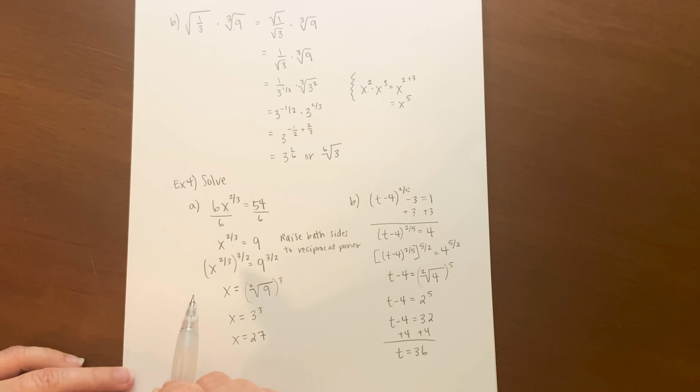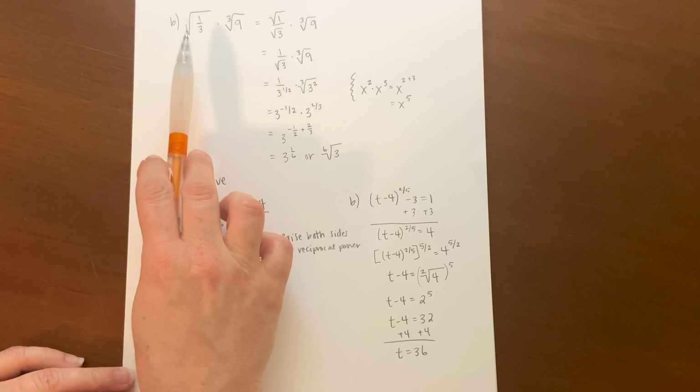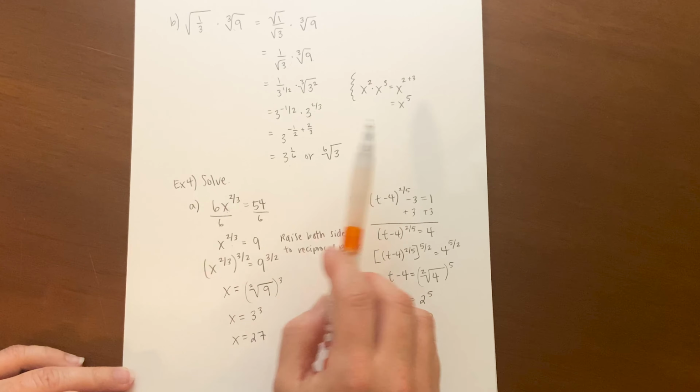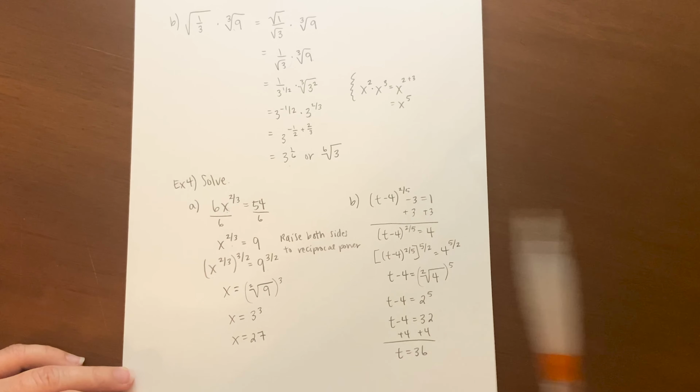Just remember, if you get stuck, look at the problem and think to yourself, is there a way I can rewrite something here? Can I rewrite something that's in radical form into rational form? Or vice versa? Can I change the format somehow to help me get to the next step?